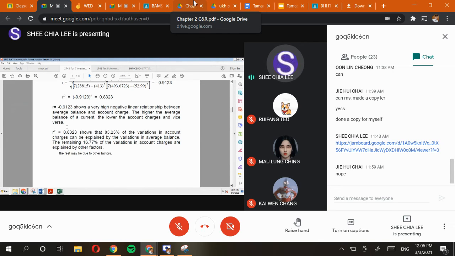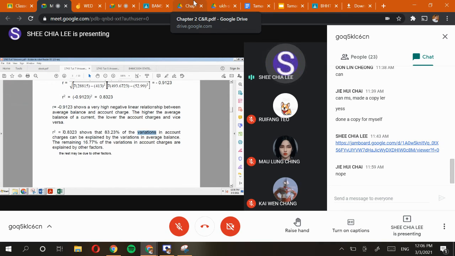R square equals 0.8323 shows that 83.23% of the variation in account charges, which is the Y, can be explained by the variation in average balance. If it is reversed, it is wrong. Make sure the variation in the Y can be explained by the X.